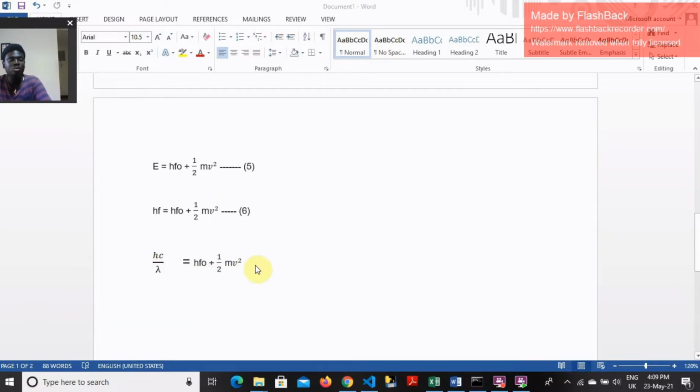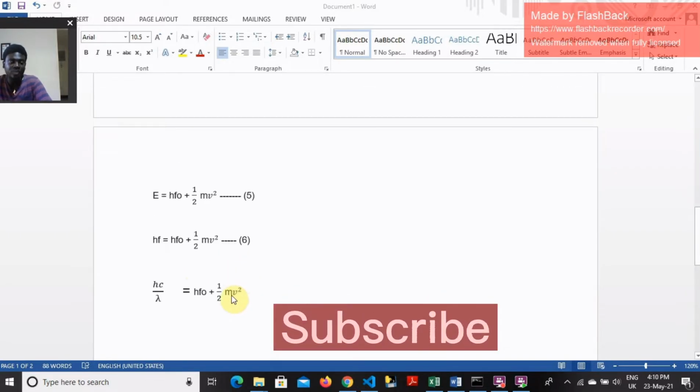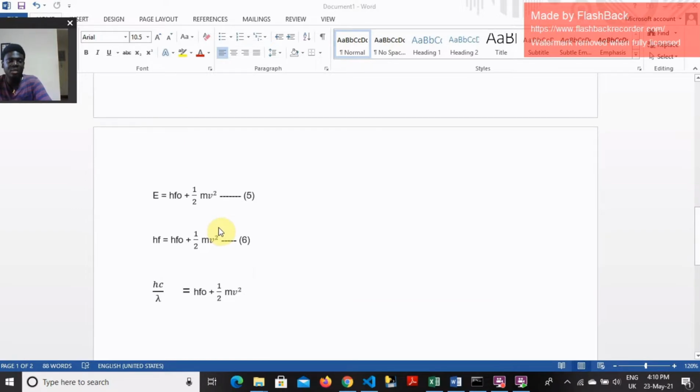Now if you move down to this final one, we can see Planck's constant times speed of light over wavelength is equal to Planck's constant times threshold frequency plus half times mass times velocity squared. Now this formula is also equal to this. Now let me prove it.